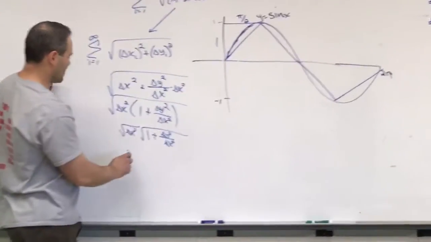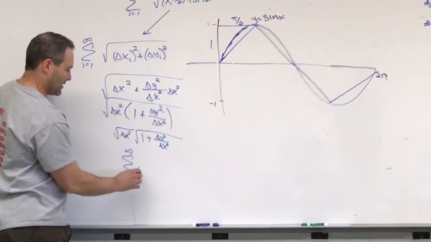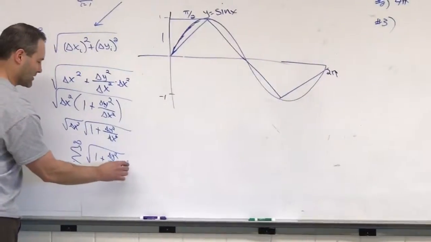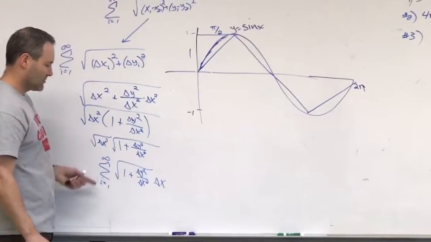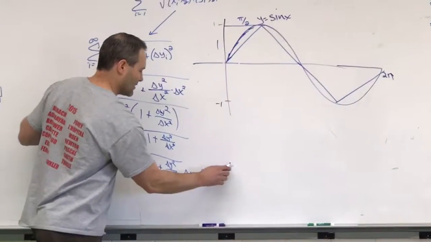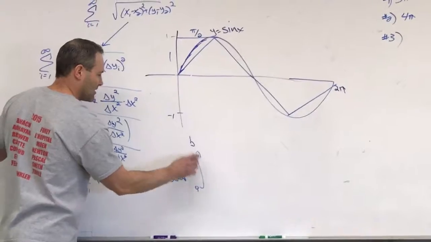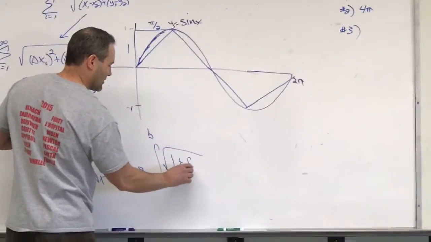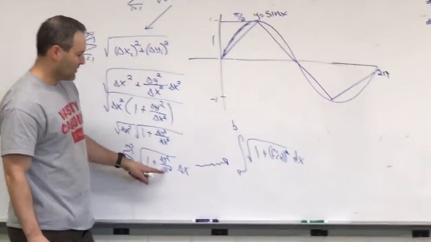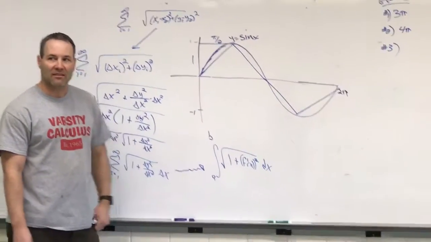So that's just delta x, so I can put that at the end. So we have the summation from i equals 1 to infinity of the square root of 1 plus delta y squared over delta x squared times delta x. So that would become an integral from, let's say, a to b of the square root of 1 plus the derivative squared dx. So that's your derivative, that's your dx. Okay, so this will tell us the length of a curve.